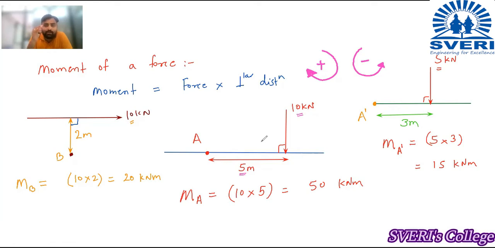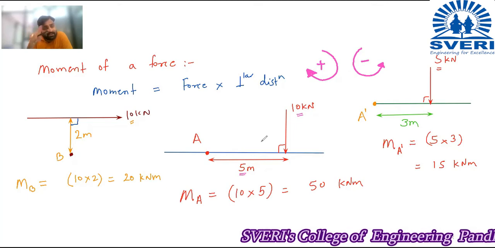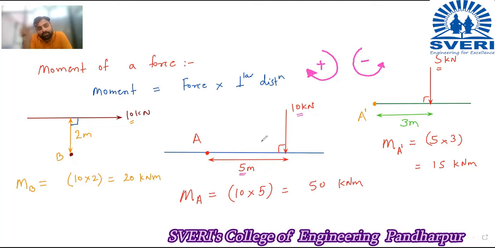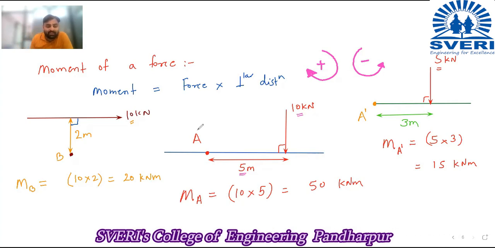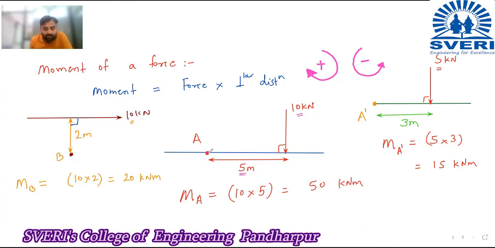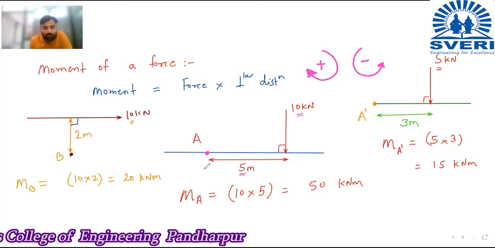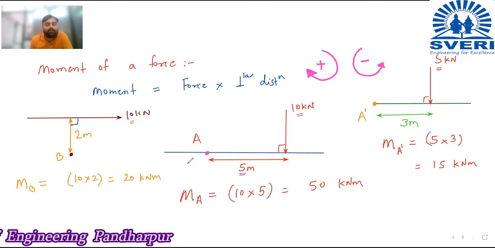म्हणजे पॉझिटिव्ह घ्यायची का निगेटिव्ह घ्यायची? So are we going to take that moment as a positive moment or are we going to consider it as a negative moment? So to decide that, first of all, you should see where is the point. So this is the point A where I am going to take the moment.